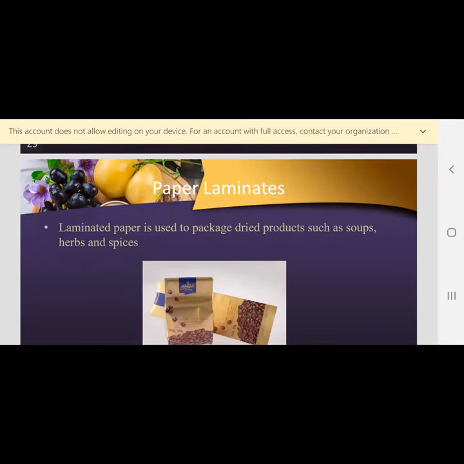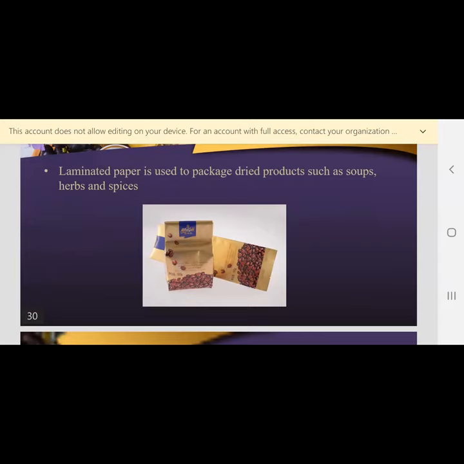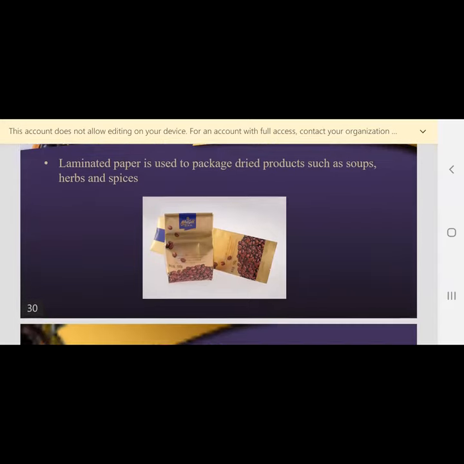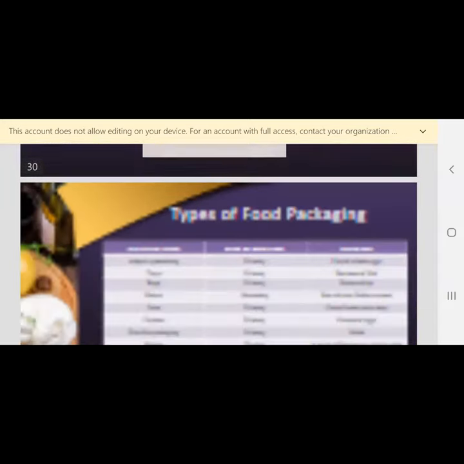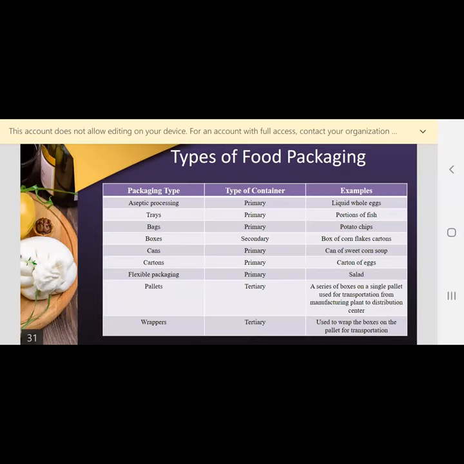And the paper laminates are a laminated type of paper. Nowadays, we see matte finish or laminated paper pouches coming for holding food products, dry fruit products, herbs, spices, or any nuts type of product. You can see in the picture, it is coffee beans packed in paper laminate form. Okay, so these are the various packaging options. Now comes the types of food packaging. Look into the table.